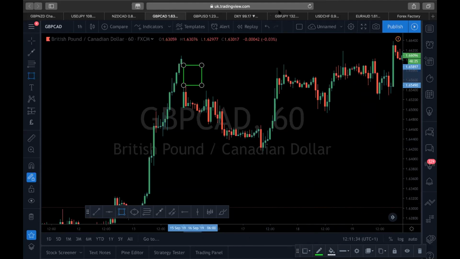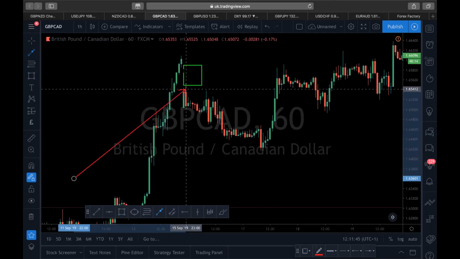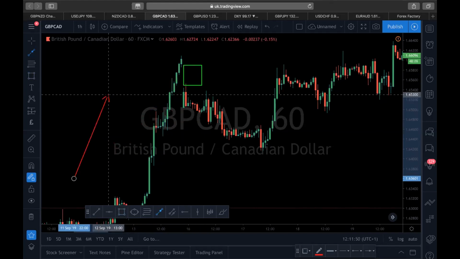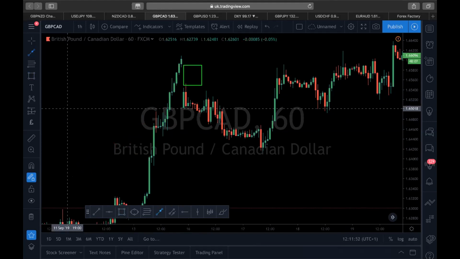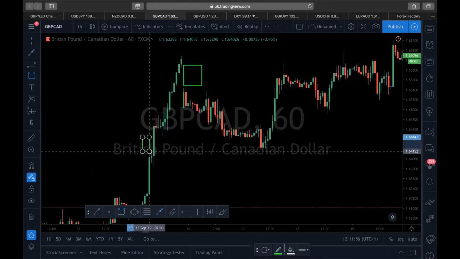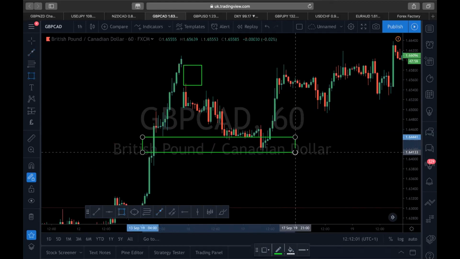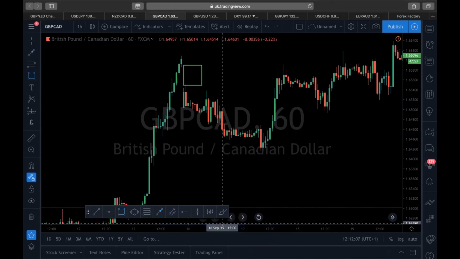Okay, all right. So now GBPCAD. When the market opened with a gap, everybody is buying to fill up the gap. What happens? You have to push it down a bit. Now see, there's actually an imbalance here in the market. From here to here, this is the imbalance.